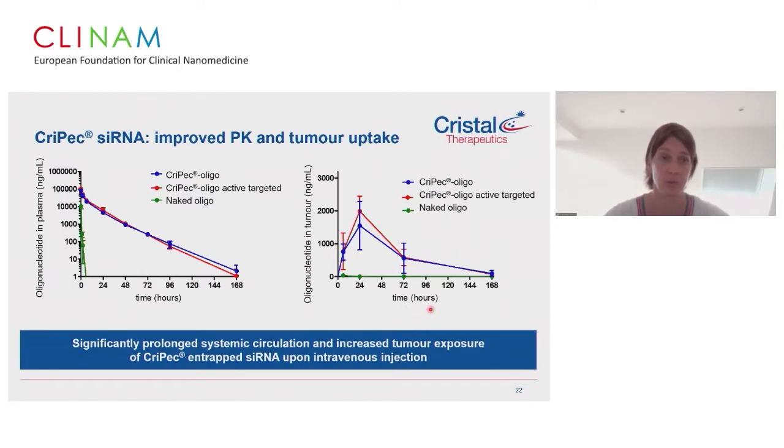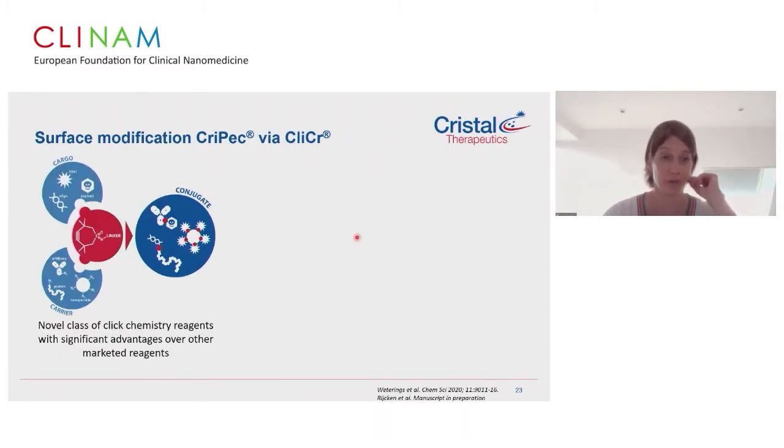And this is a very brief example of sRNA being entrapped, whereby literally the entrapment results in prolonged circulation in the bloodstream as compared to the naked sRNA. And that translated into an improved tumor uptake. But also we're working on modifying the surface of the nanoparticles.